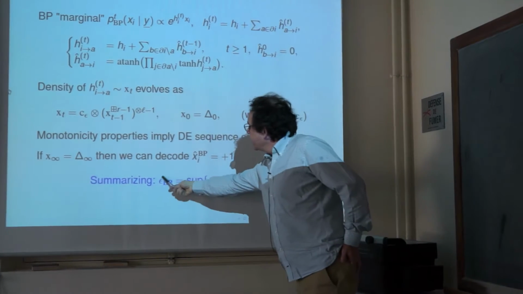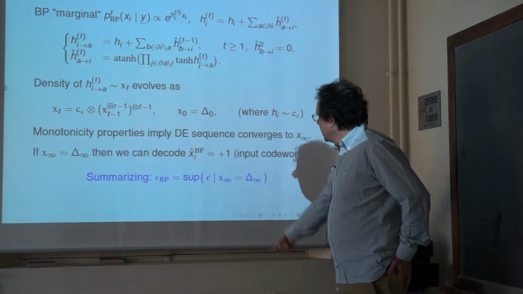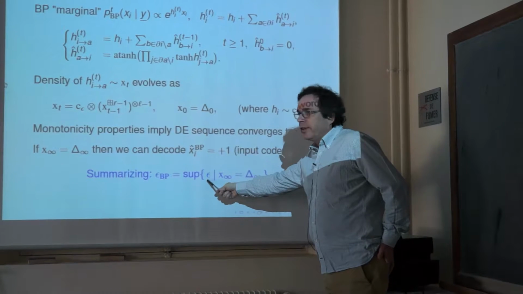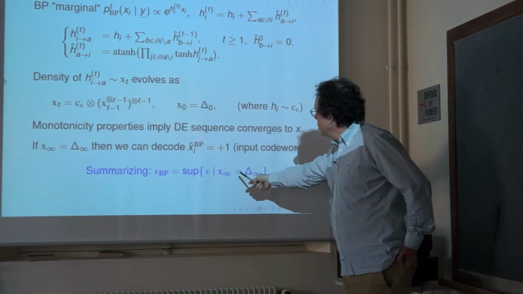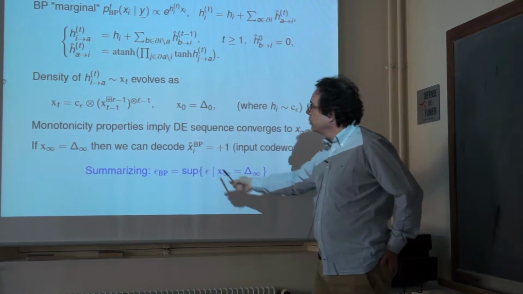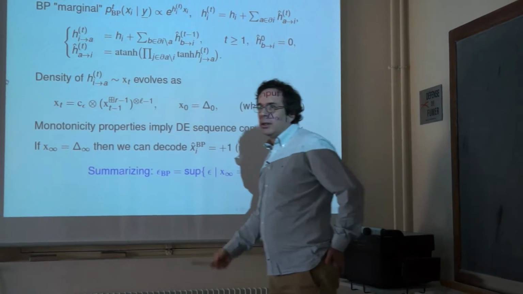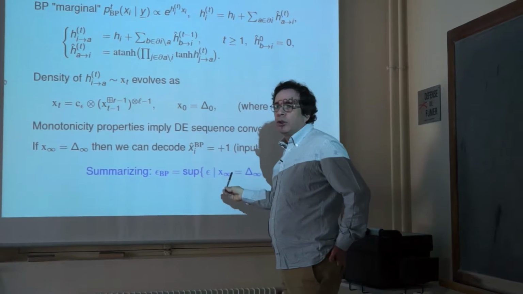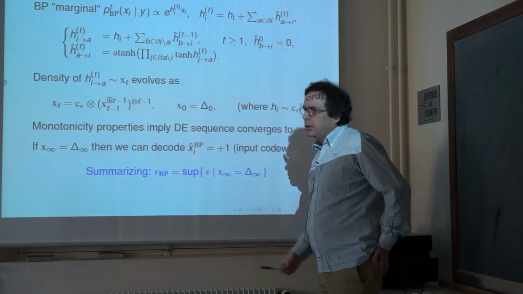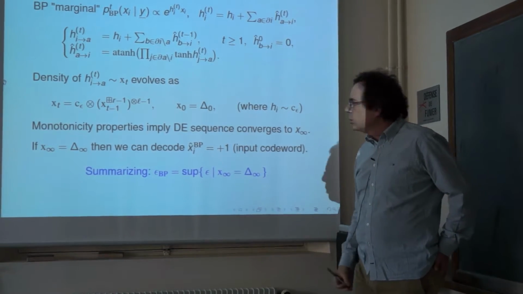So the belief propagation threshold, how is it computed? Well, it's the largest noise value for which, starting with this initialization, you're driven to the fixed point x infinity equal to the Dirac mass at infinity. Okay, so above some threshold, you will get stuck to some non-trivial distribution, and you cannot decode anymore.